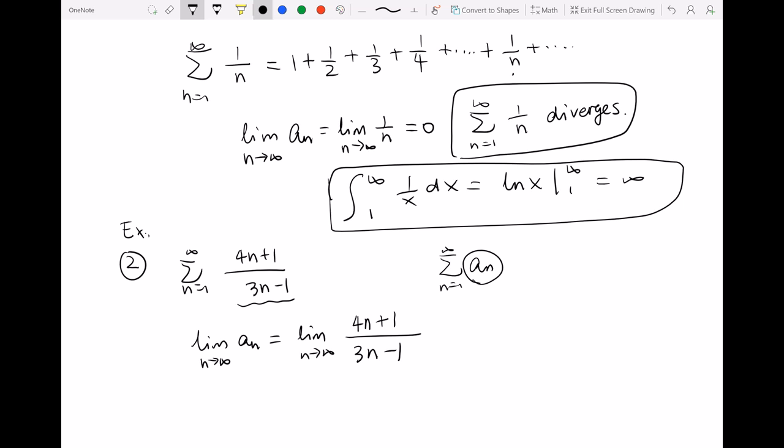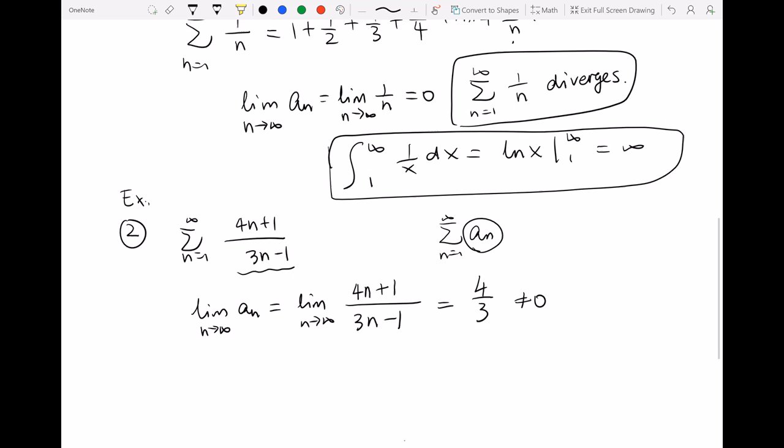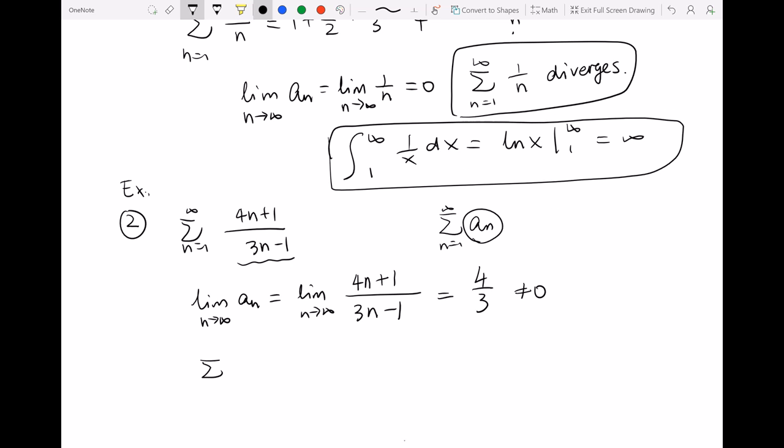So a_n equals that. Now, my next question: if n goes to infinity, what is the limit of this term? Can anyone tell me? 4 over 3. Very good. Why is this 4 over 3? You can use L'Hopital's rule since it's infinity over infinity. Take the derivative, it is 4 over 3. And this nth term does not equal 0. So from the nth term test, if the limit of a_n does not equal 0, the sum from n equals 1 to infinity of (4n plus 1) over (3n minus 1) diverges.